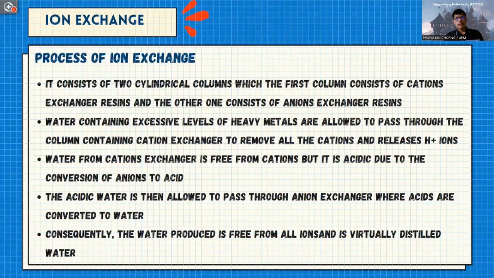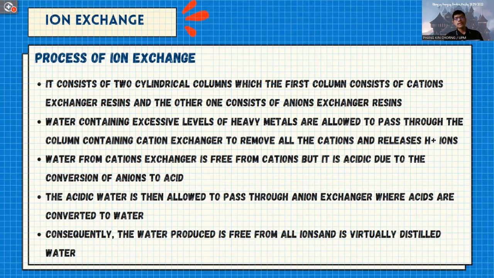Proceeding with the process of ion exchange, to begin with, it consists of two cylindrical columns, where the first column consists of cation exchanger resins and the other one consists of anion exchanger resins. Water containing excessive levels of heavy metals is first allowed to pass through the column containing the cation exchanger to remove all the cations and release H plus ions.